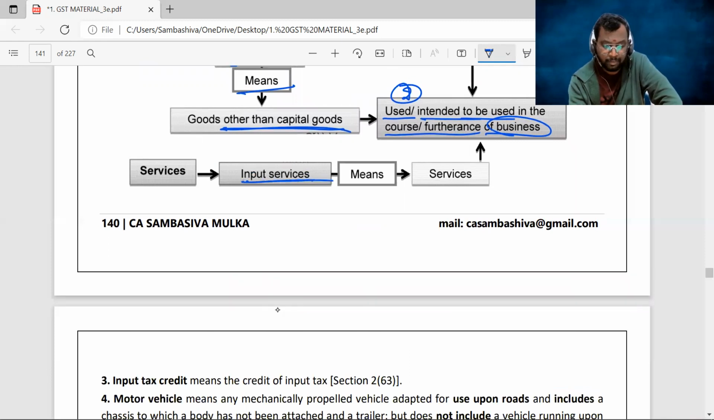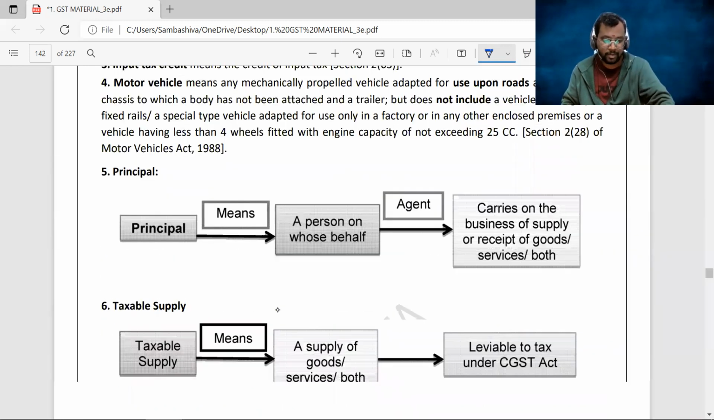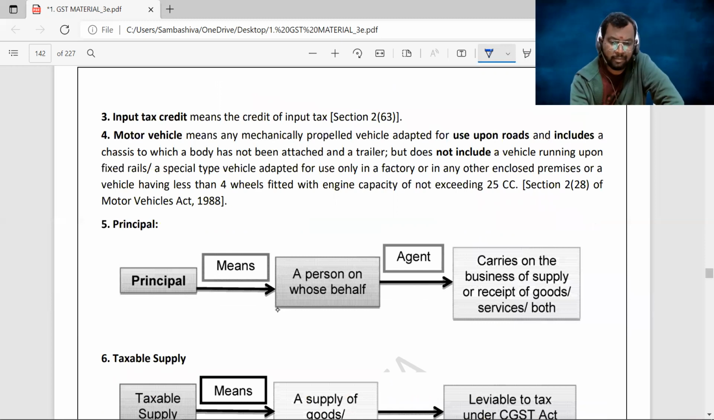Input services means the services which are used or intended to be used in the course or in furtherance of business. See, input services means the services which we have received. Output services means the services which we provided. If we are receiving a service, it is an input service. If we are providing a service, it is an output service. Clear? Next, input tax credit means taking the credit of input tax, that we have already learned.